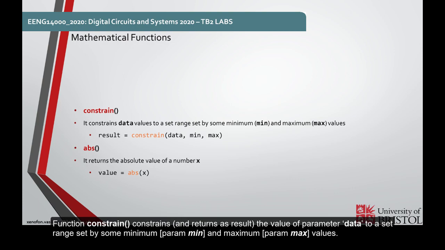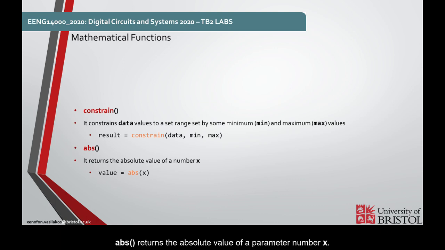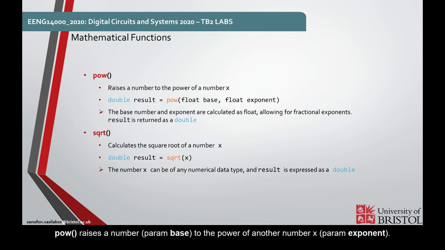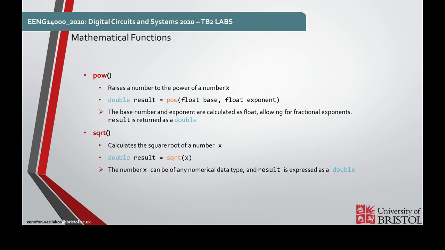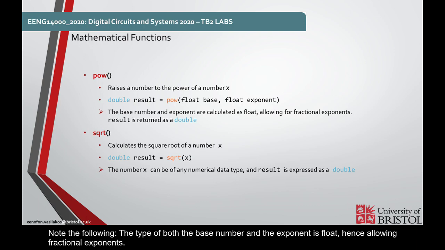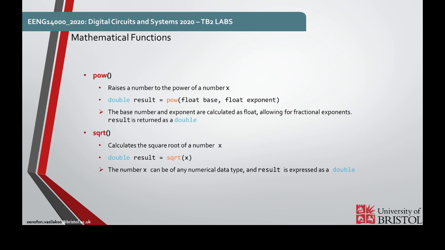Function constrain constrains and returns as a result the value of parameter data to a range set by some minimum and maximum values. ABS returns the absolute value of a parameter number x. POW raises a number, parameter base, to the power of another number, parameter exponent. Note the following: the type of both the base number and the exponent is float, hence allowing fractional exponents. However, the result is returned as a double.